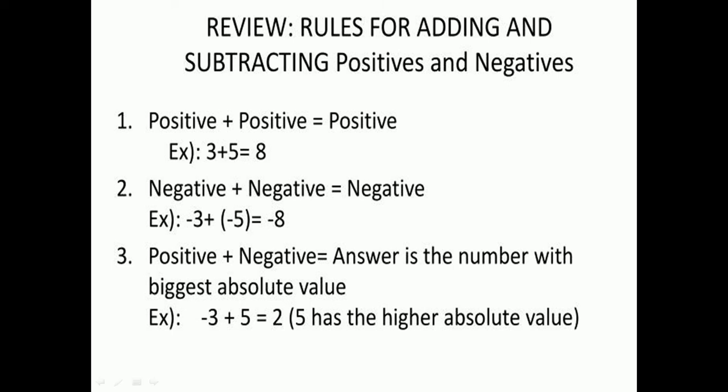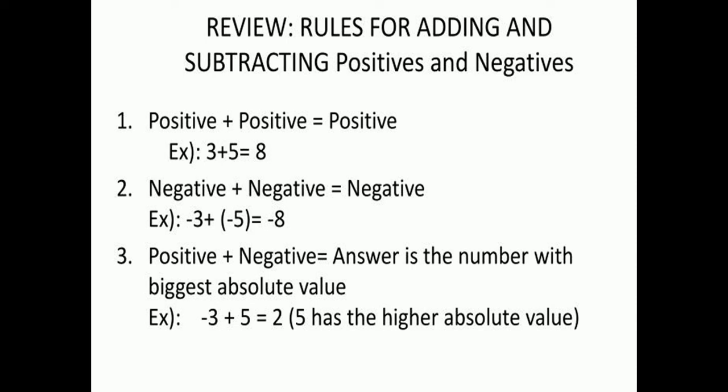So there are 3 rules. First rule is positive plus positive is equal to positive. It means if we have to add 2 positive integers, you simply add them and the answer will again be a positive integer. For example, if you have to add 3 and 5, the answer will be 8, and 3 and 5 are positive, so the answer will also be plus 8.